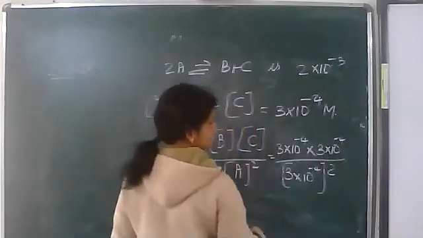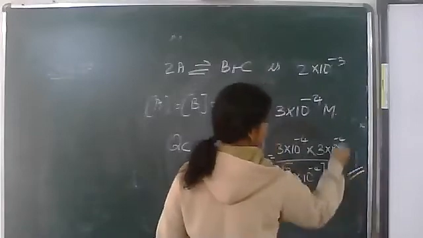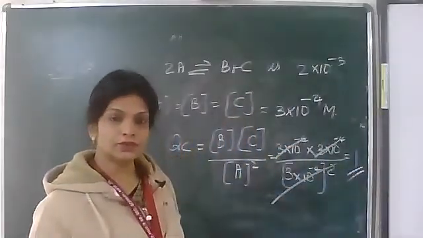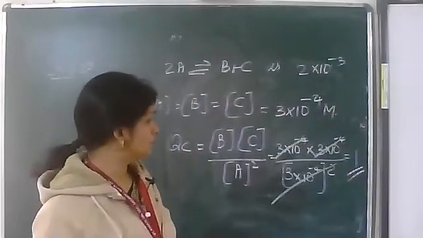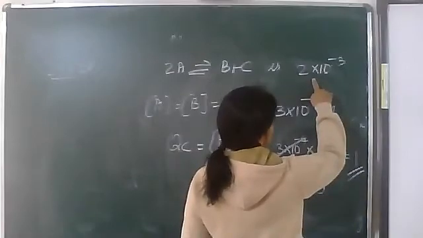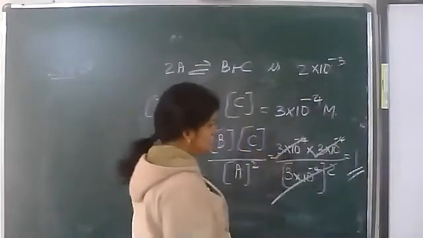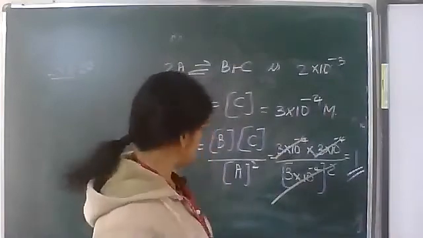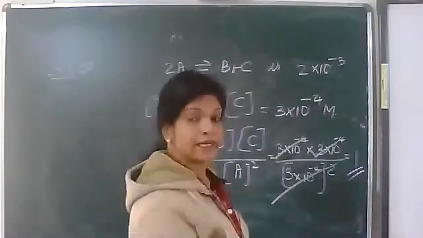So all get cancelled. So this is 1. So QC is equal to 1. What is KC? This is 2 into 10 to the power minus 3. Which is greater? 1 is greater. So QC is greater than KC.